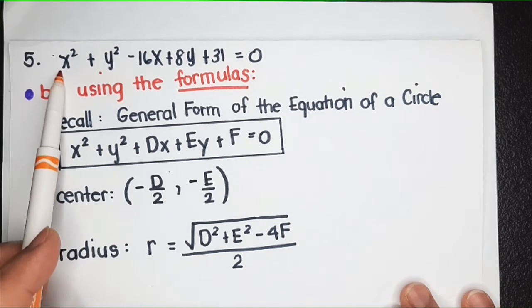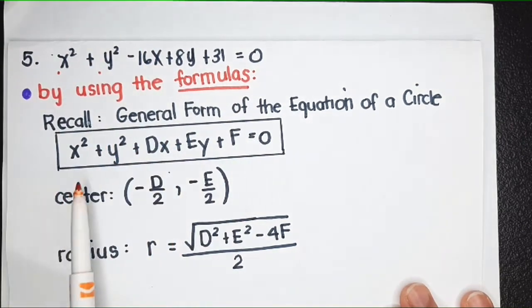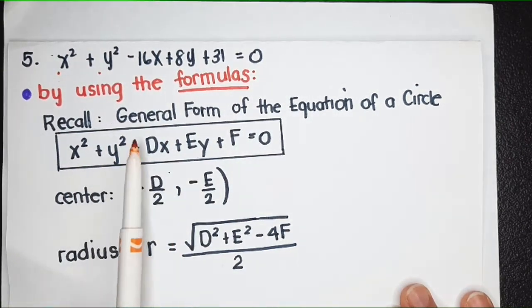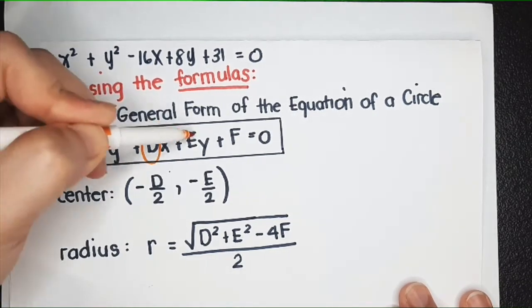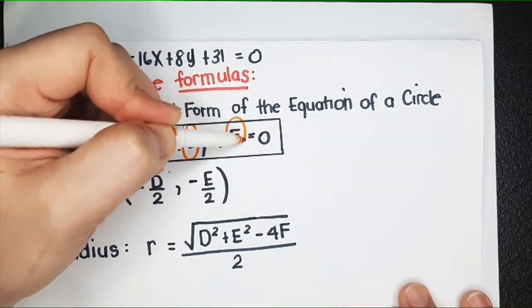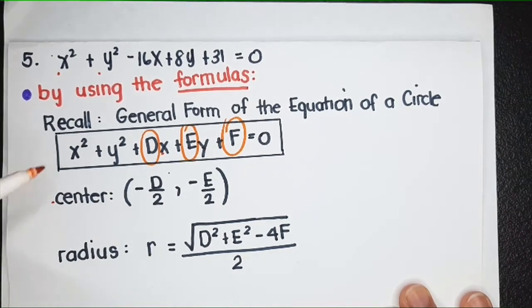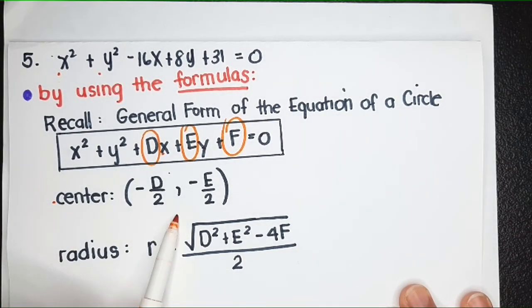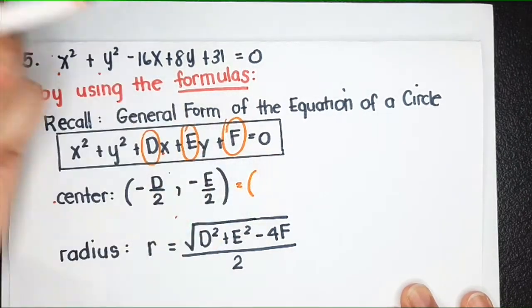Okay, again, this is the given equation of the circle in standard form. You may want to recall the general form of the equation of a circle. So all we have to do is to get the coefficients of x, y, and of course, we want to get the constants. Okay? So to get the center, ito yung formula. Sige nga. What is the center?